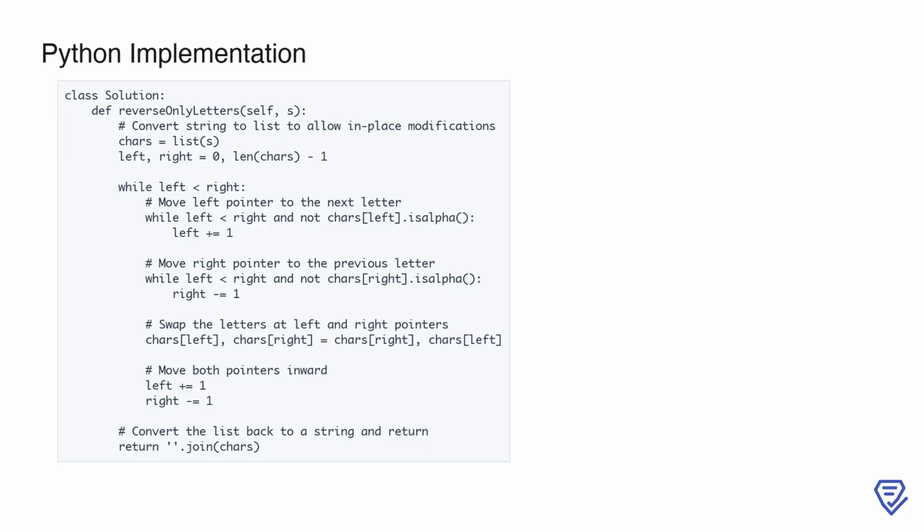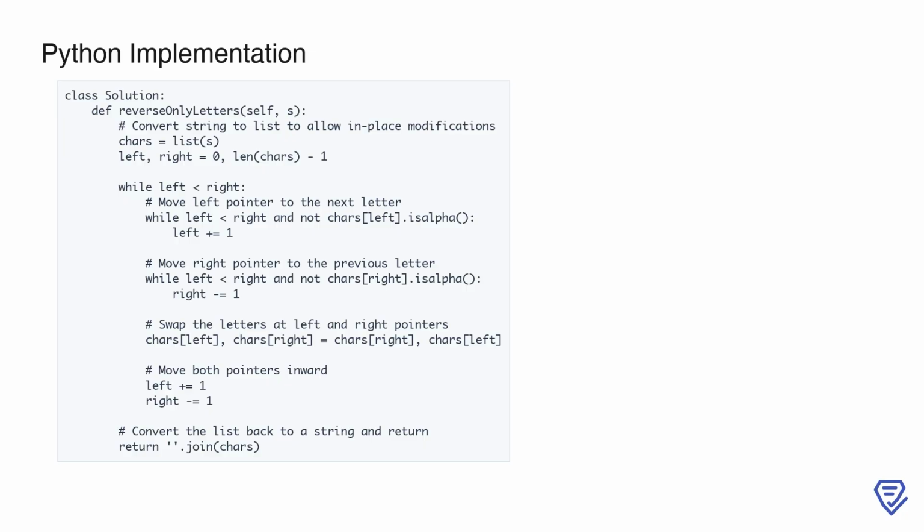The function reverse-only-letters takes a string S as input and outputs the transformed string. The main idea is to use a two-pointer approach to perform the reversal in place. First, the input string is converted into a list of characters so that we can modify it. The two pointers, left and right, are initialized to the start and end of the list, respectively. These pointers will help identify positions where alphabetical characters need to be swapped.